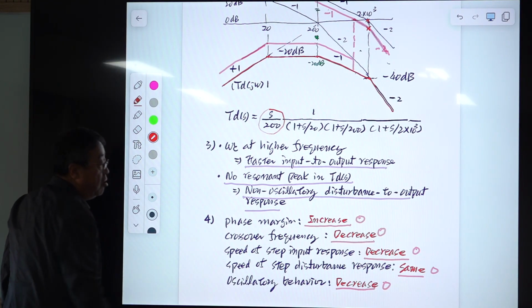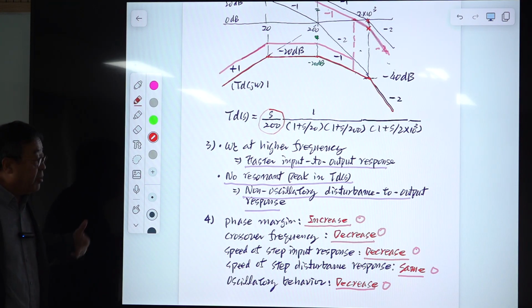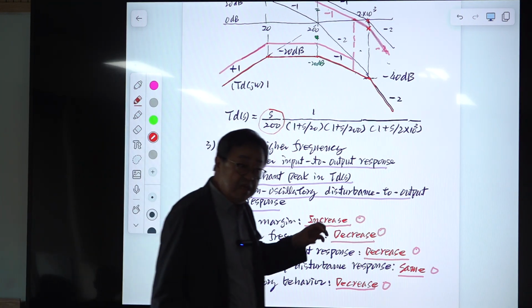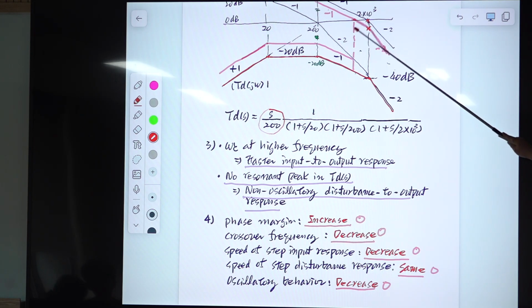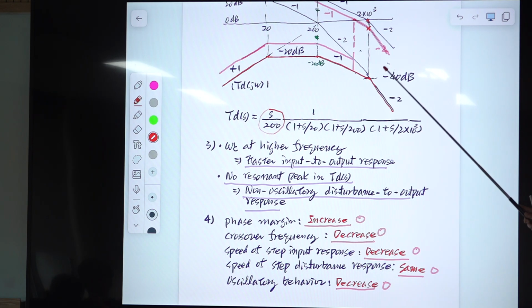Oscillatory behavior somehow will be decreased, because larger phase margin means less oscillation in the transient response. Okay? So as the final stage, you can play with the location of this to change something. Usually that is not necessary. Okay?